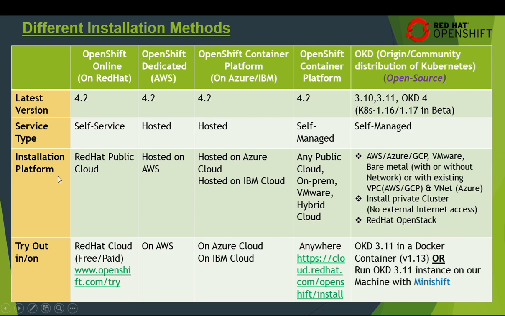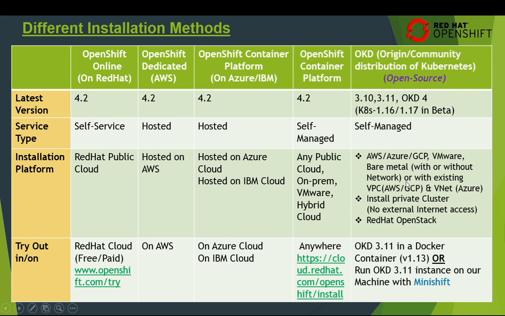I have also described installation platforms. These are on Red Hat public cloud, and this dedicated one is on AWS only. Then we have hosted OpenShift Container Platform on Azure, which will be hosted on Azure, and OCP, we can call it OCP, to avoid repeating that long name again and again. And OCP on IBM will be hosted on IBM Cloud only. Then we have OCP installed anywhere, right?